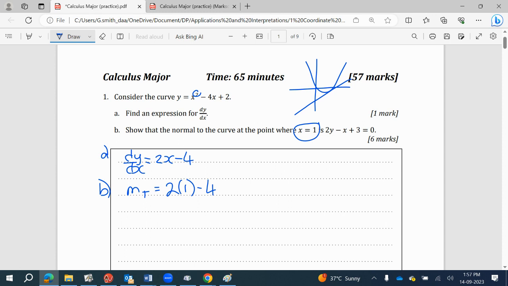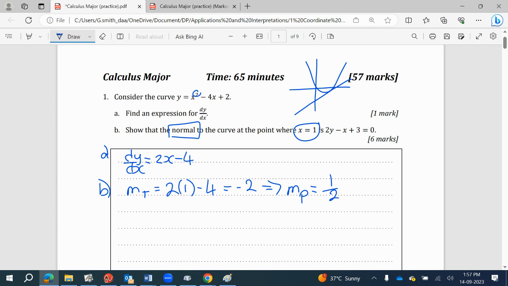Put it in, we get 2 minus 4. So this is negative 2. This tells us that the gradient of the perpendicular is the negative reciprocal of that. So in this case, it's going to be a half. This is the gradient of the line that we're trying to find. We're trying to find the normal, which is the perpendicular to the curve at the point where x is equal to 1.